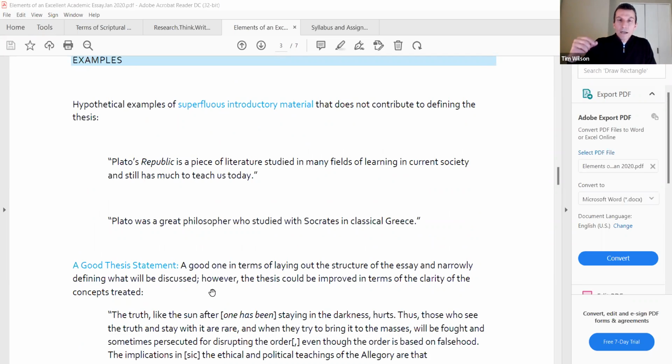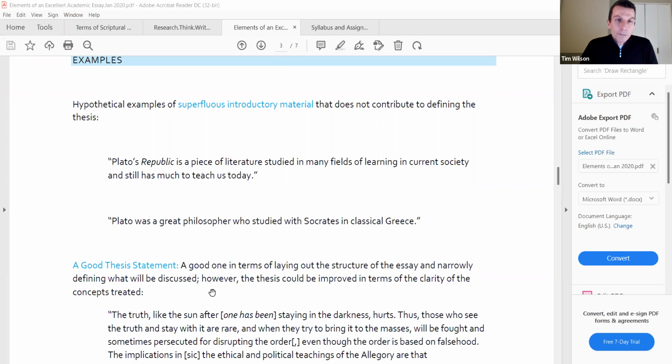You've got only a few pages. It's got to be tight so that the introductory material is leading to your thesis. It's talking about your topic in such a way that you're narrowing in on your thesis. So here are some examples of superfluous material that's not adding to that.